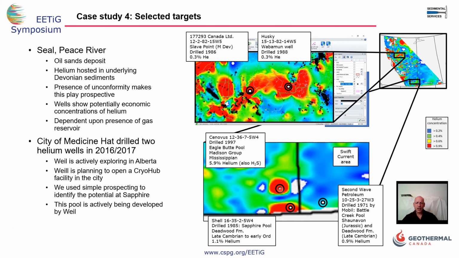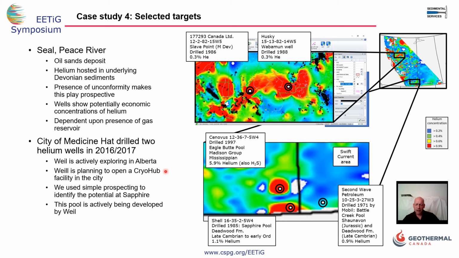So this is the first area here in Seal. This is further to the north, and Seal is famous for producing oil sands, but it also has potential for helium reserves. We can see two wells that were drilled in here at around 0.3% helium. So that's definitely a potential reservoir hosted in Devonian sediments which underlie the oil sands, and it's that unconformity with the overlying oil sands that makes this play prospective.